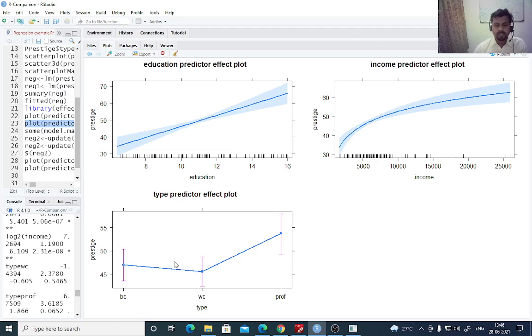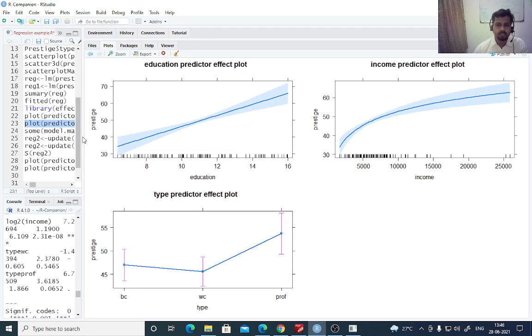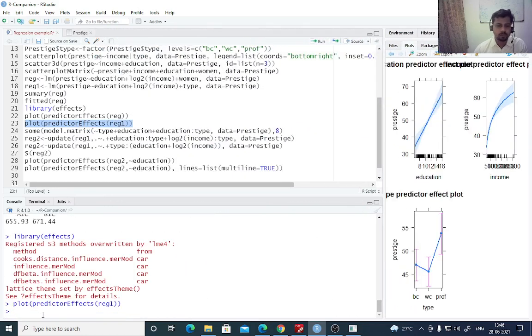And the last one shows the intercepts associated with the blue collar, the white collar, and the professional. So for each level of the factor type you have the intercept associated with it. This is again a very, very important step that you should always do.